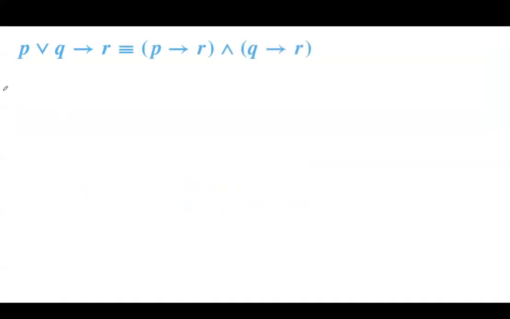We want to show that (P or Q) then R is equivalent to (P then R) and (Q then R). So if you have a statement like this, a composition of two statements, you can replace it by the statement on the left-hand side. Or if you have a statement on the left-hand side, you can always write it in expanded form this way. So let us begin.